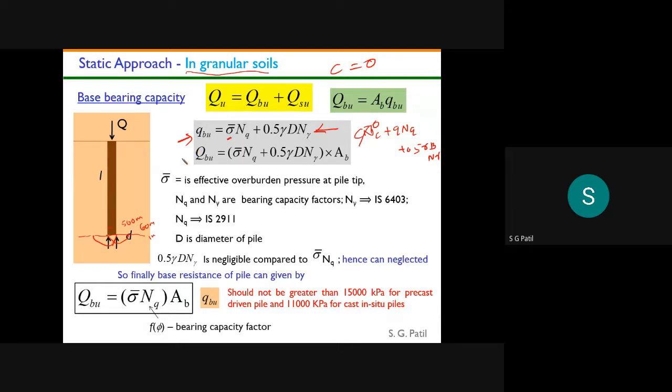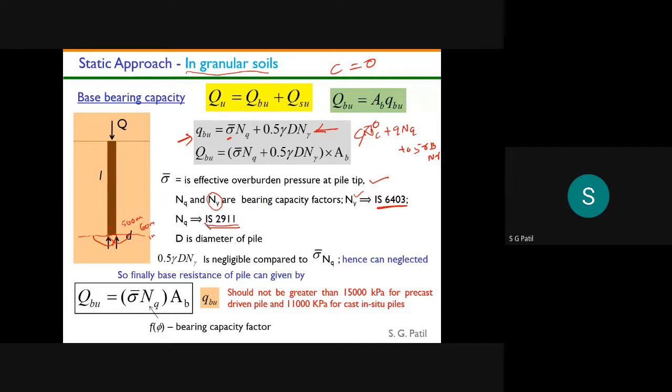What are the parameters here? Sigma bar is the effective overburden pressure at the pile tip, and NQ and N gamma are the bearing capacity factors. This N gamma I have to take from IS 6403, so I have to go back to IS 6403 and pick up N gamma. And the NQ value I have to take from IS 2911.